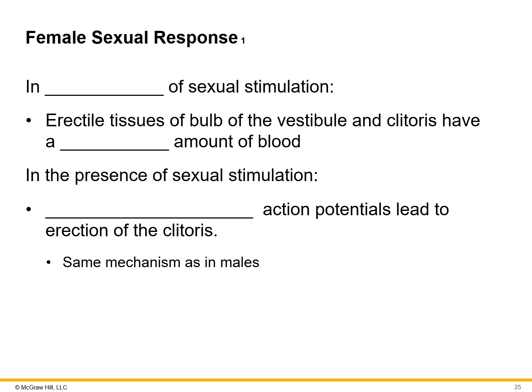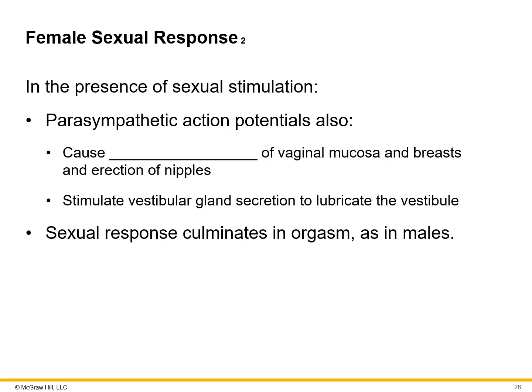erection of the clitoris, with a very similar mechanism as in males, in that all of the genitalia is going to become engorged with blood. I would write that down, that the erection in this case is caused by engorgement with blood, a very similar mechanism as in males. The parasympathetic action potentials are also going to cause enlargement of the vaginal mucosa and breast, as well as erection of the nipples. I would highlight that statement as well.